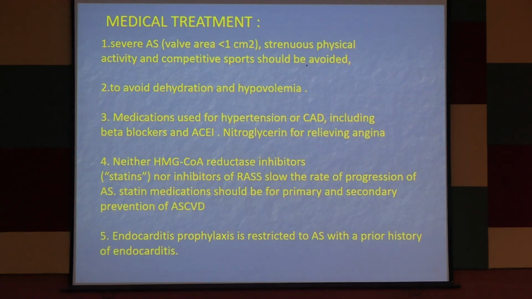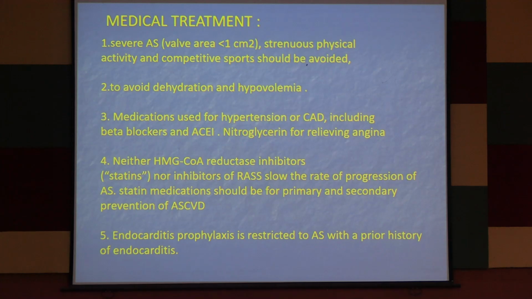Treatment, medical treatment. First, severe AS means an aortic valve orifice area less than 1 square centimeter. Normal aortic valve orifice area is 2 to 4 square centimeter. Normal aortic valve 2 to 4, mitral 4 to 6. Now medical treatment, severe MS, that is the valve orifice area less than 1 square centimeter.